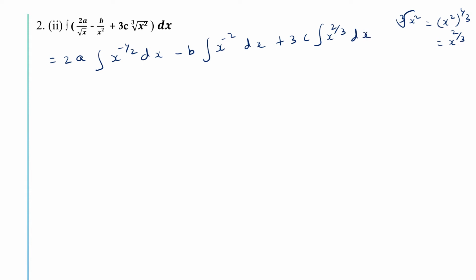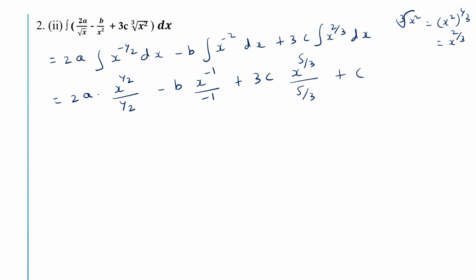Now we can use the standard formula and find this. Integral x raised to minus half dx is x raised to minus half plus 1 by minus half plus 1, so it is plus half. Minus b into integral x raised to minus 2 dx is x raised to minus 2 plus 1 by minus 2 plus 1, so it is minus 1. Then plus 3c into integral x raised to 2 by 3 dx is x raised to 2 by 3 plus 1 by 2 by 3 plus 1, so x raised to 5 by 3 divided by 5 by 3, plus c. This is the constant of integration.